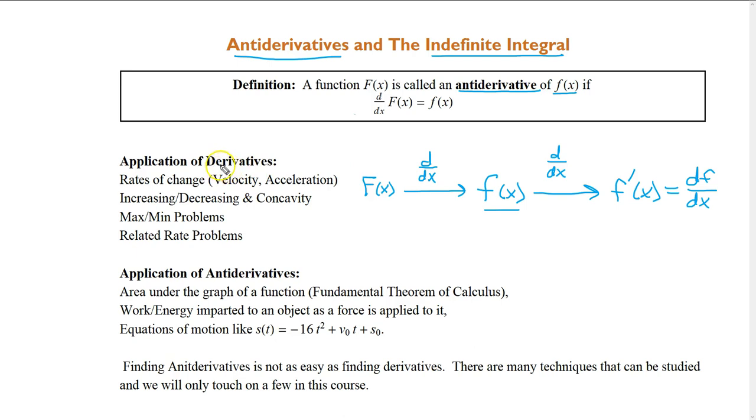Now, if you recall, there were lots of applications for derivatives. We thought of the derivative as a rate of change, like velocity and acceleration. Derivatives measured where a function was increasing and decreasing, and the second derivative measured where the graph was concave up and down. We had min-max problems and related rate problems. Now, as it turns out, the antiderivative also has lots of useful applications.